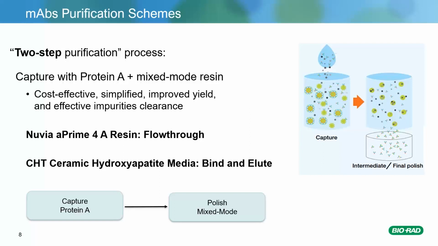In the next slides, I will show you two examples of mixed mode resins being used in two-step purification workflows. The first one will be Nuvia aPrime 4A, a hydrophobic anion exchanger used in flow-through mode. The second will be ceramic hydroxyapatite media. It's a cation exchanger with a metal affinity used in the bind and elute mode. These are two orthogonal resins with different modalities, used in two different modes of action.